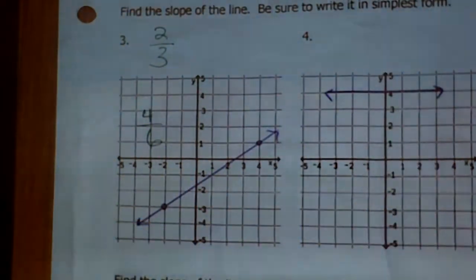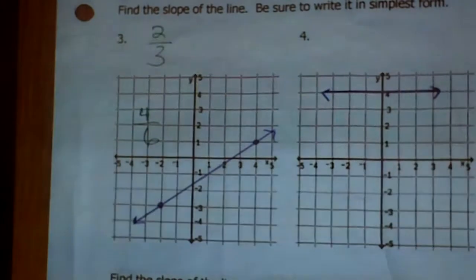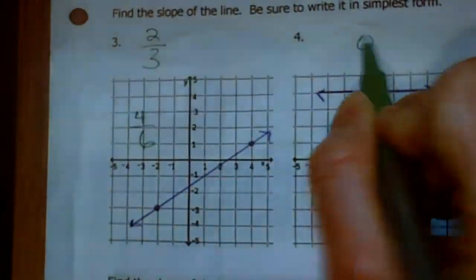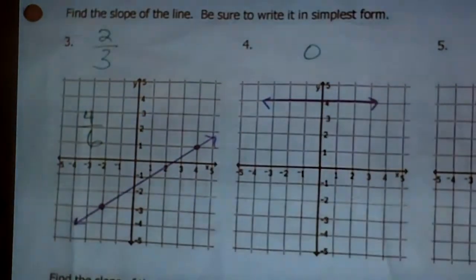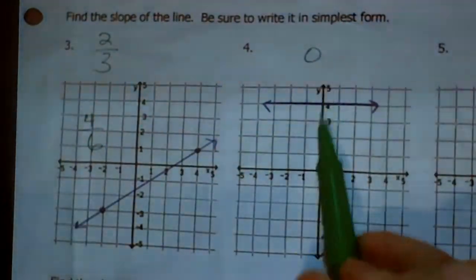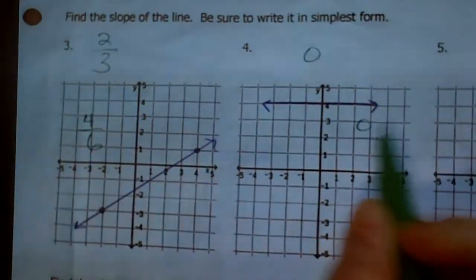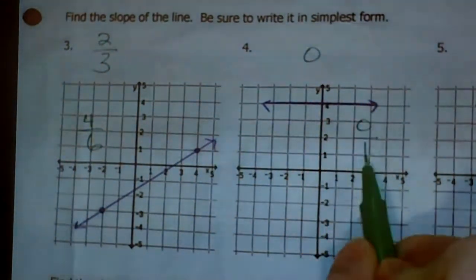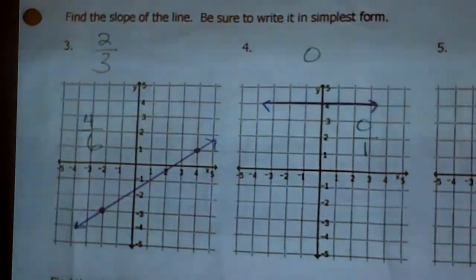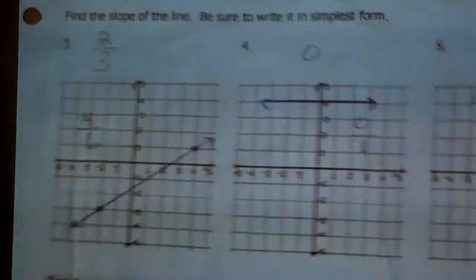For number 4, when you look at that line, it's a horizontal line. It has a 0 slope. So when you see every single horizontal line, you should know that it has a 0 slope. Also, you don't have to move up at all. That would make your numerator 0. And even if you went over 1, or you went over 2, or you went over 3, no matter what, 0 divided by a number is going to be 0.